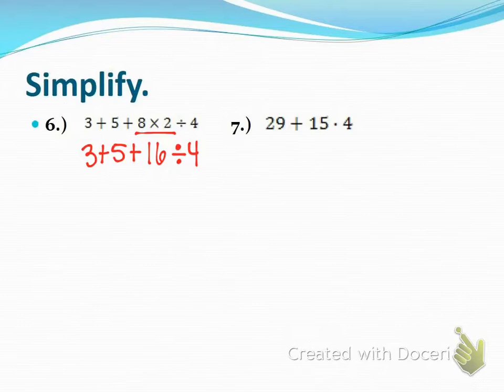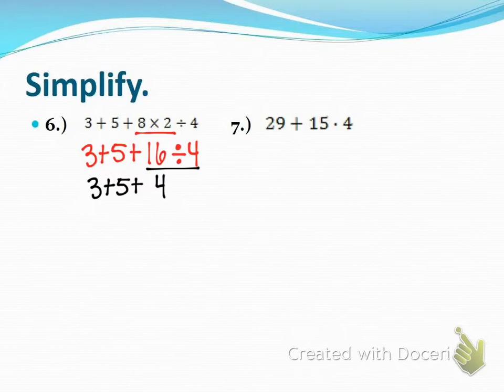What has to happen next? Good. 16 divided by 4 happens next. So everything else stays the same, except 16 divided by 4 is 4. What happens next? Janaya? Good. So now we're done with multiplication and division.